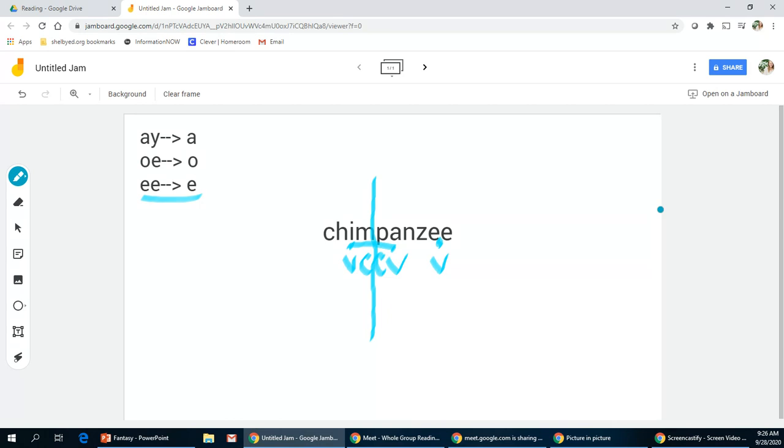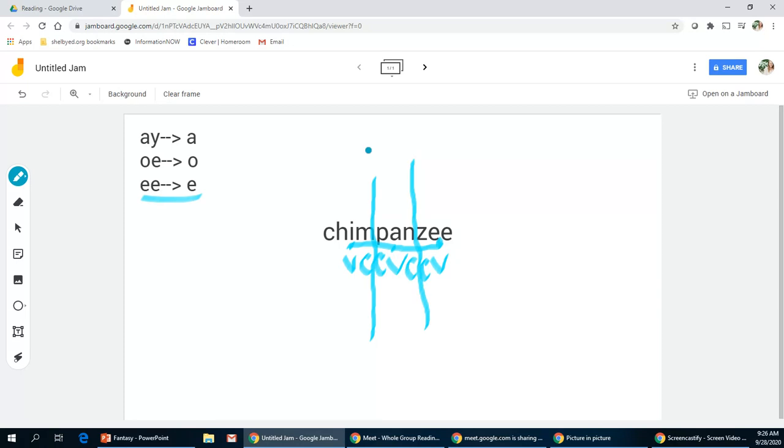And then I'll come back and label the syllable types. Go on to the next two vowels. So I'm going to connect those two vowels. I have a consonant N and consonant Z. Again, a VCCV. So I split the N and Z there. All right, good. So there's three syllables.